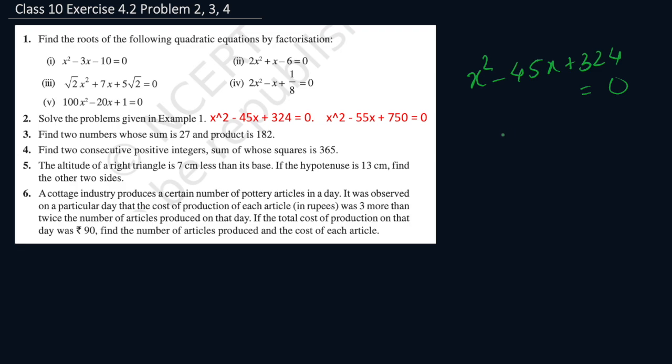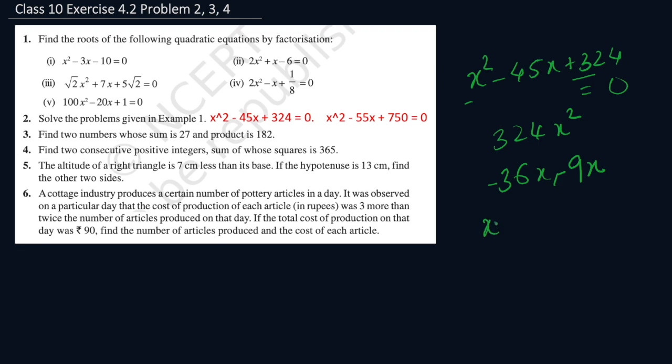Now we need the multiplication of a and c, which is 324 x square. So we need to split it so that we get 45x by addition of the two numbers. We can split it as 36x and 9x. So minus 36x and minus 9x combined will give minus 45x and its multiplication will give 324x square.